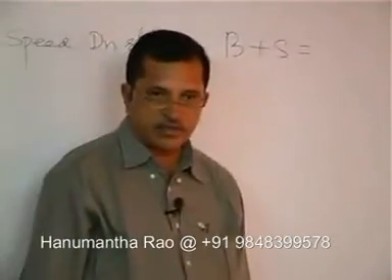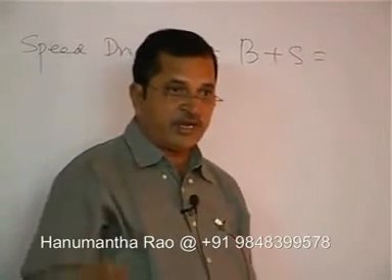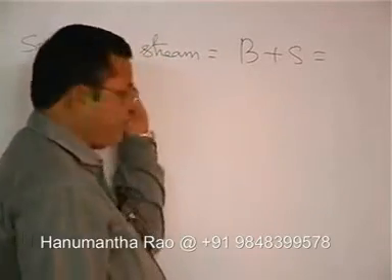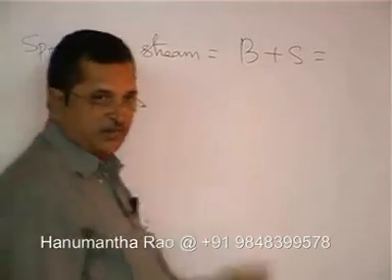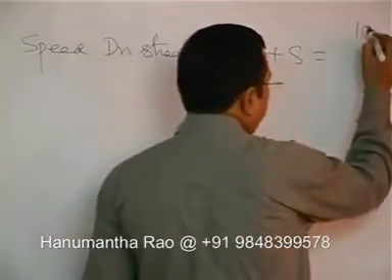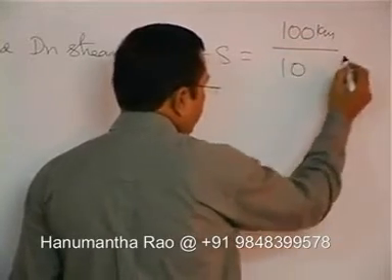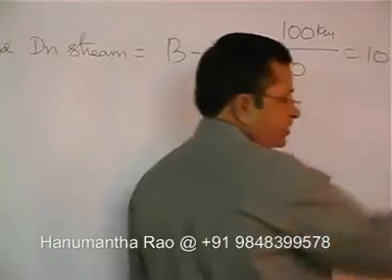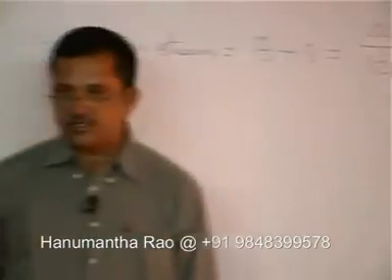What is said? A boat goes 100 kilometers downstream in 10 hours. Speed means distance by time, is it not? So 100 kilometers distance in 10 hours. So 100 by 10 means 10 kmph. 10 kmph is the speed downstream.